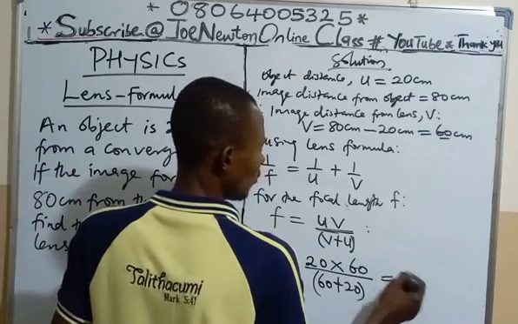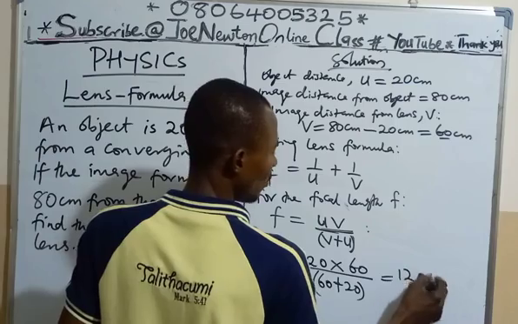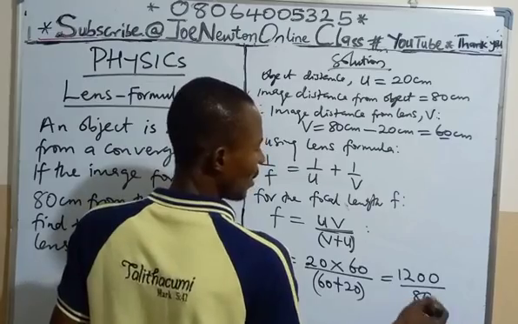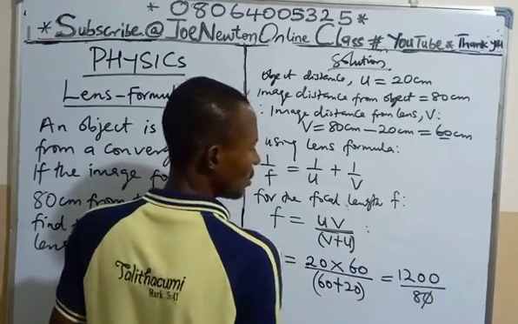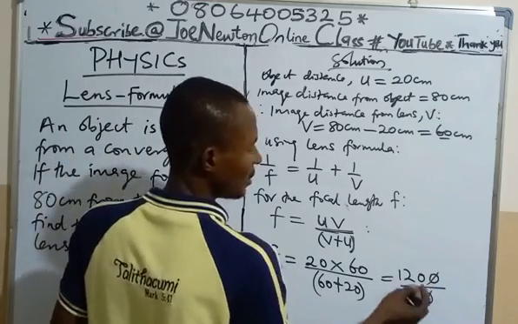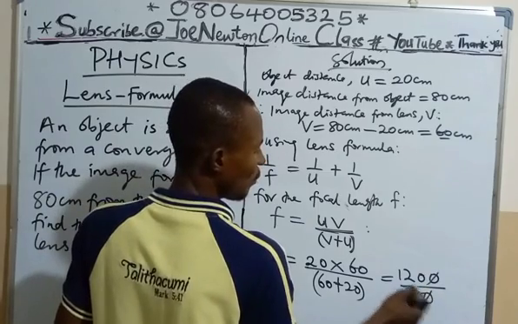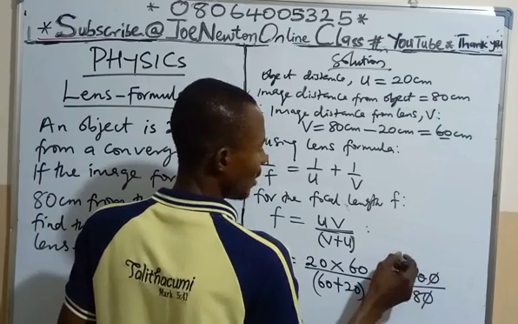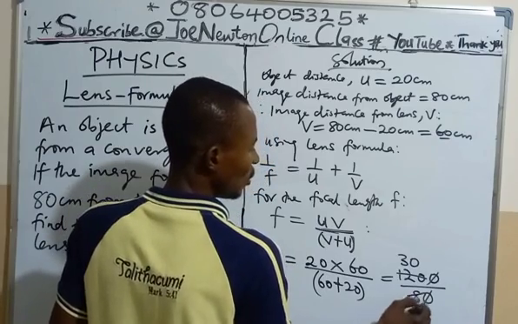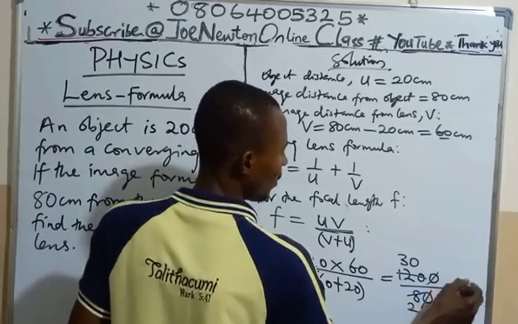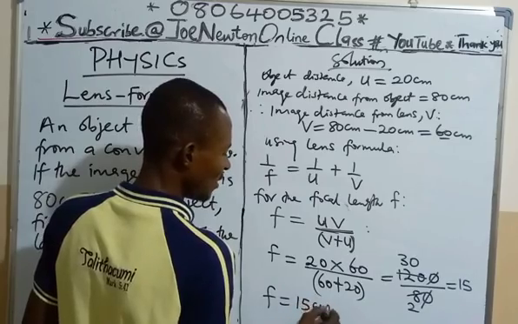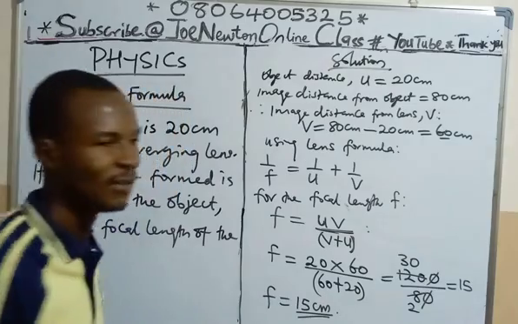20 times 60. 2 times 6 is 12, we have 1200. 60 plus 20 is 80, so 1200 over 80. That will give us 0 cancel what? 0. And of course, you simply have that here. If you use 4 here, 4 divided here gives what? 30. 4 divided here, we have 2. Such that 30 divided by 2, you have 15. So our F is equal to 15 centimeter. So this is our focal length, 15 cm.